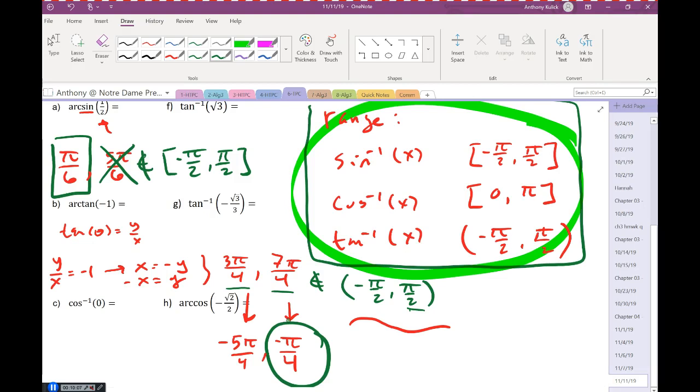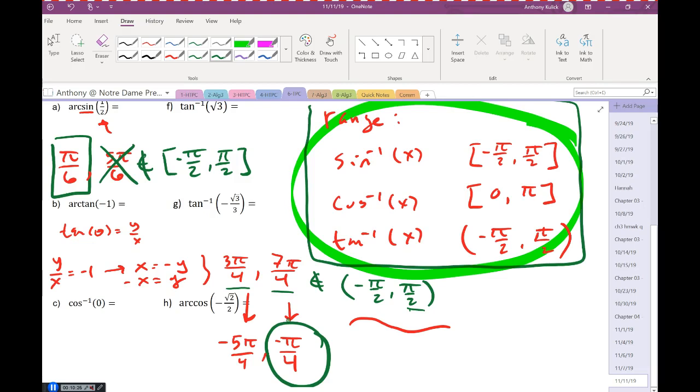So if you're finding an angle that's coterminal, you're always adding or subtracting 2 pi. That's the definition of coterminal: the angles share the same terminal side, which means you just go another full rotation around from wherever you're at.